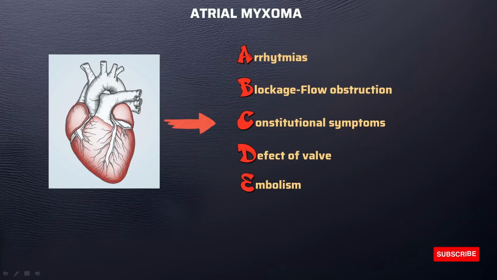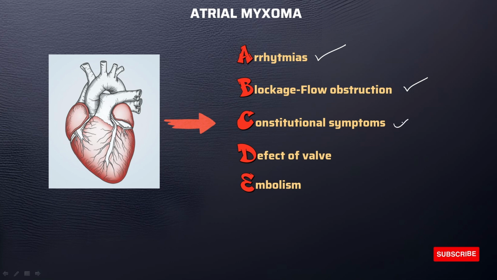I made this medical mnemonic right here to help you organize your thoughts and remember the key features of atrial myxoma. So A stands for arrhythmia. If the tumor invades deeper into the myocardium, it can disturb electrical activity and cause arrhythmias. B stands for blockage, in other words, flow obstruction. We have already discussed this earlier. The tumor can block the mitral valve orifice, mimicking mitral stenosis. C stands for constitutional symptoms.